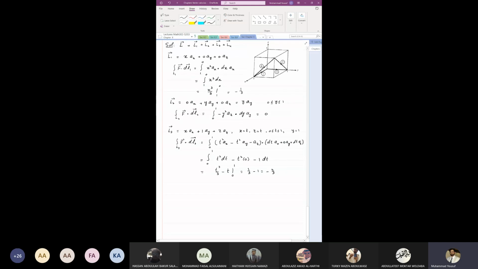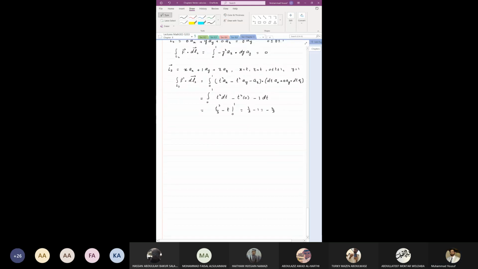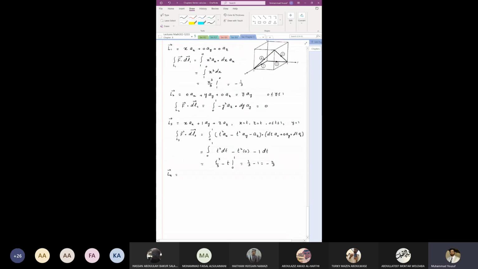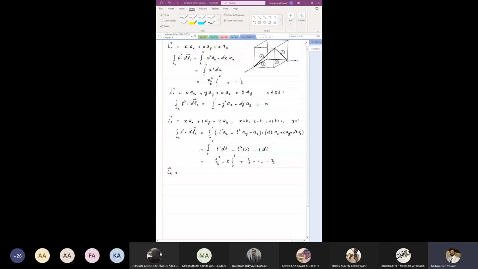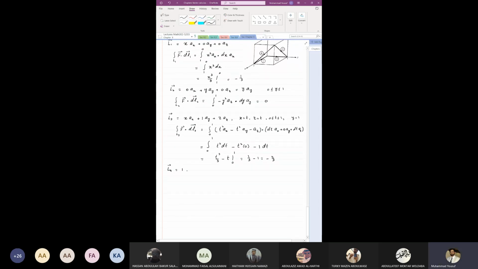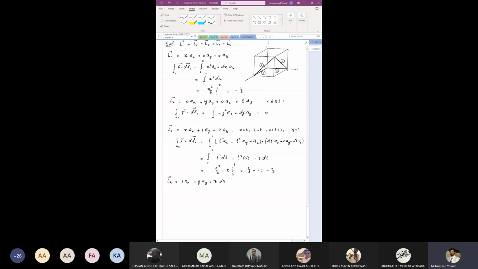Similarly, line 4. Line 4, x is fixed, 1. So 1 dx, y is a variable, so y dy, z varies, so z dz. If you move along line 4 from the upper corner to the lower corner, then y is coming from 1 to 0 and z is also coming from 1 to 0.